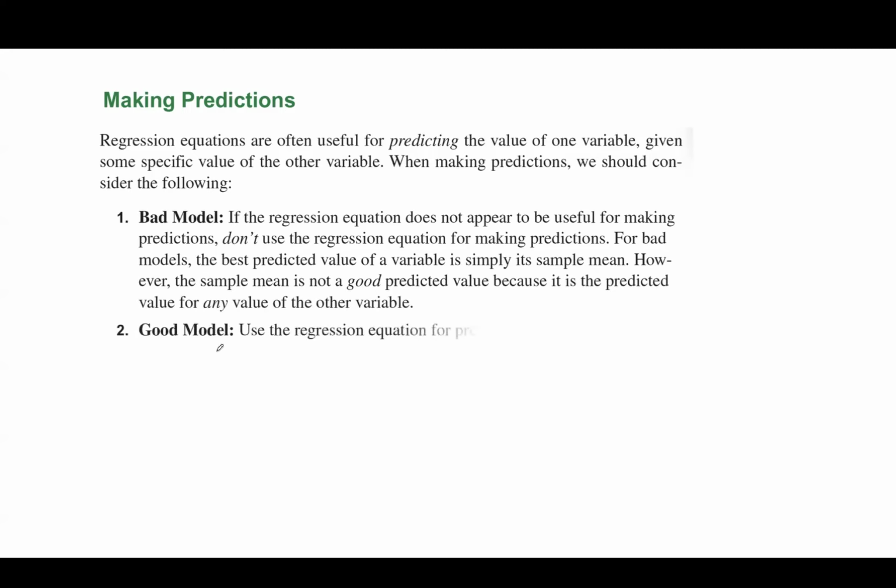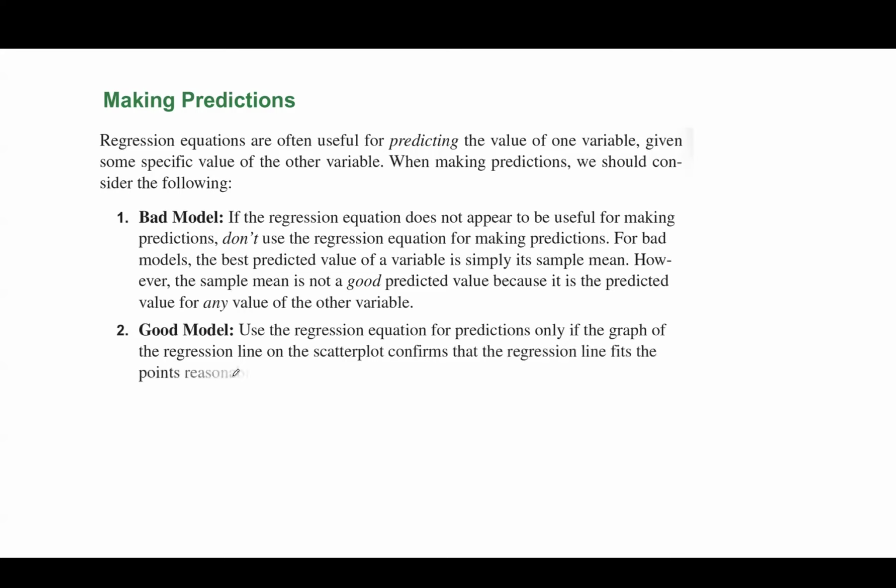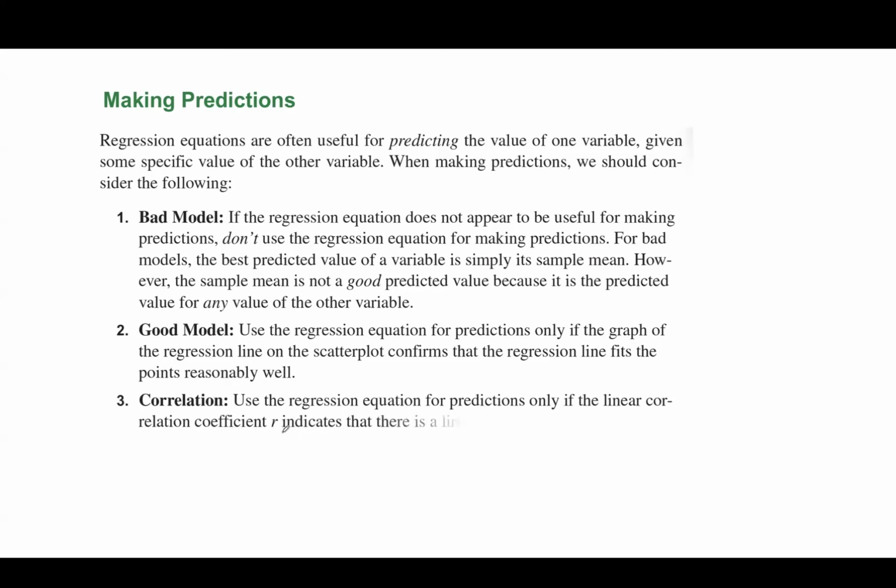Number 2, for good models, we're going to use the regression line for predictions only if the graph of the regression line on the scatter plot confirms that the regression line basically fits the points reasonably well. Number 3, correlation itself. Use the regression equation for predictions only if the linear correlation coefficient, or R, indicates that there is a linear correlation between the two variables.